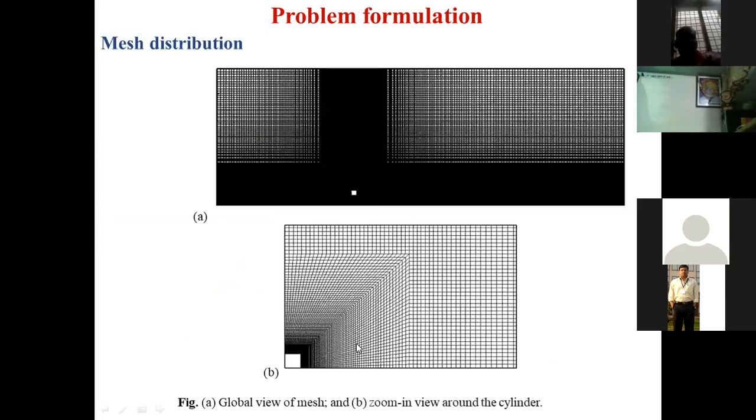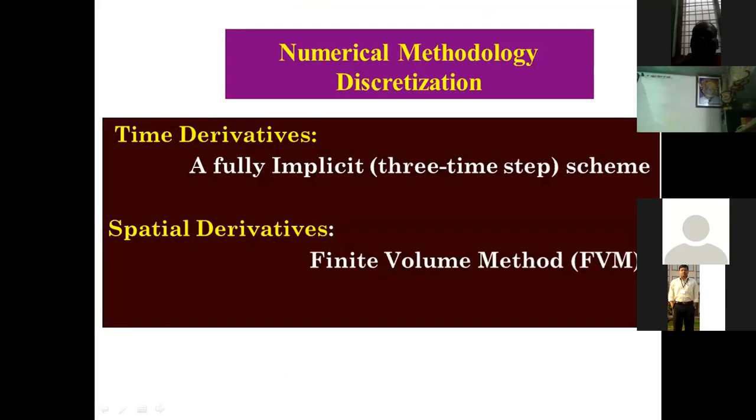And in this figure B, this is the zoom view. Near the surface is a very fine grid, and if you move to the far region, some coarse grids are there to capture the actual physics, because my aim is to capture the area around the cylinder. So I have taken the very fine mesh near this object. Now how to solve this mathematically, I will not go into detail here. I will give an overview: I use the finite volume method for this spatial discretization.